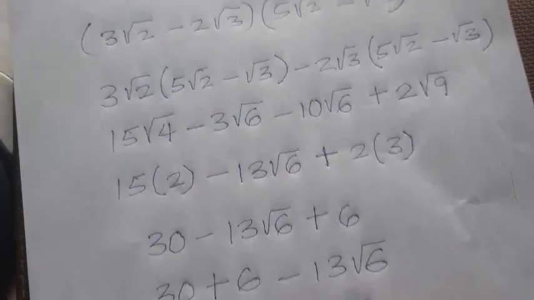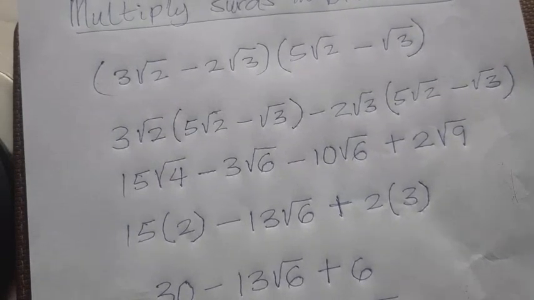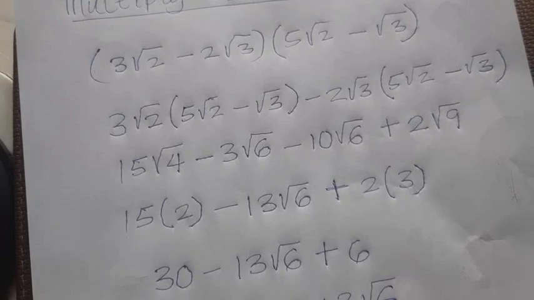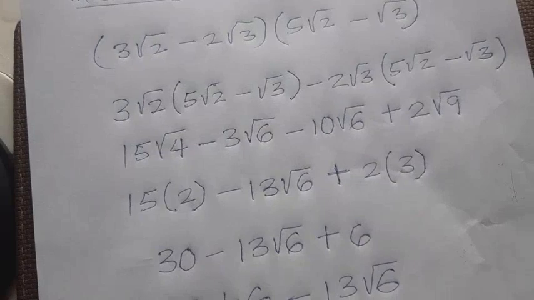So this is how you multiply double brackets in surds, and it's very simple. So you can pick one or two exercises, practice, and then see how well you get on with it.